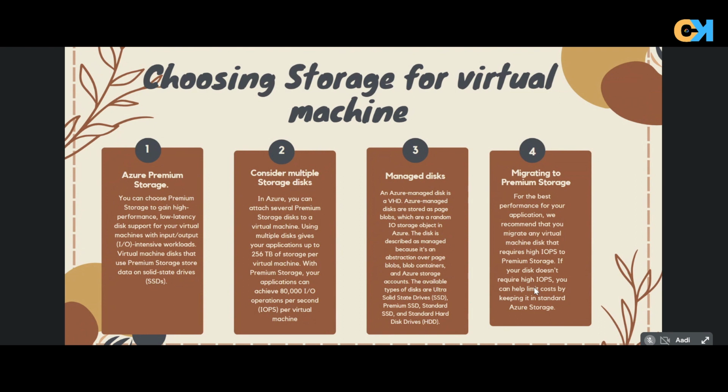Now, the next one is managed disks. Azure managed disks are stored as page blobs. A blob is an object, and page blobs are a random I/O storage object. The disk is described as managed because it is an abstraction over the page blobs, containers, and Azure storage accounts. They are available in different types of disks: ultra solid state drives, premium SSD, standard SSD, and HDD.